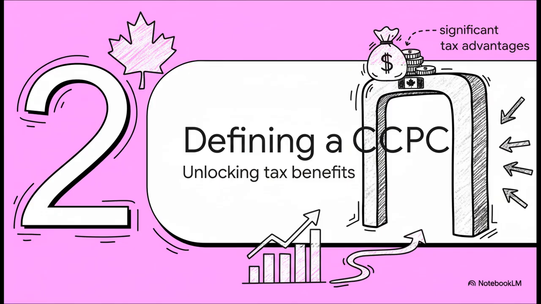Okay, so once we've figured out residency, we can drill down to a very special classification, the Canadian Controlled Private Corporation, or what we all call a CCPC. And I want to be clear, this isn't just some technical label. It is the key that unlocks some of the most significant tax advantages available in the entire Canadian system.